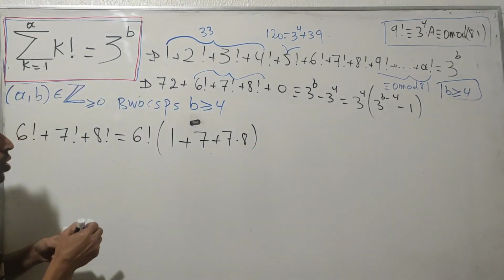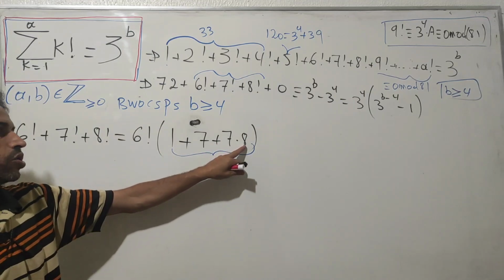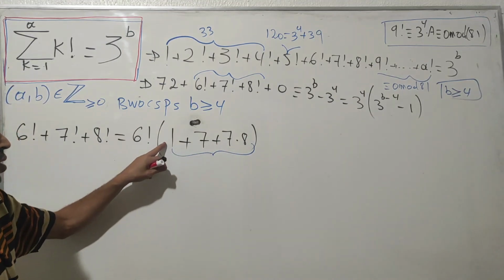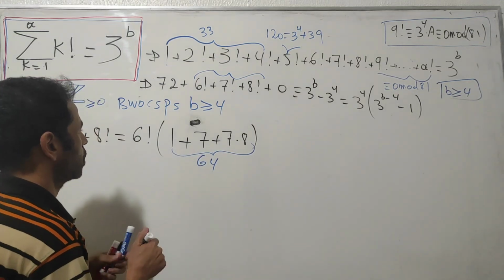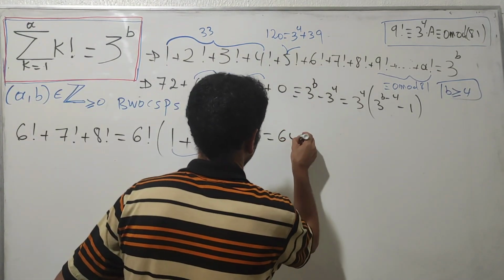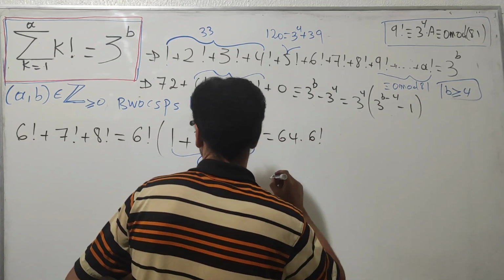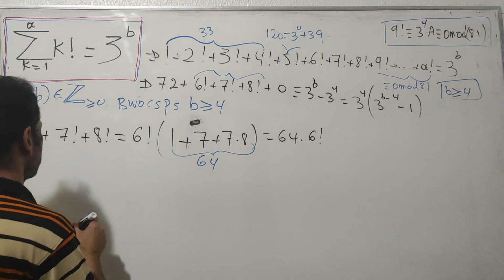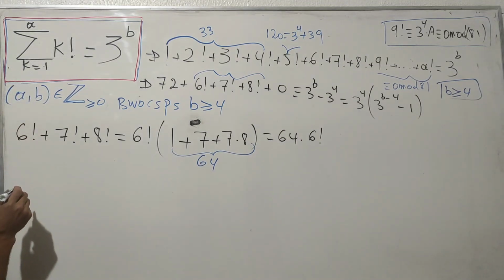If I calculate these things here, I get 7 multiplied by 8, which is 56, plus 8, which is 64. So I get 64 multiplied by 6 factorial. Now let's calculate 6 factorial. Let's reduce 6 factorial modulo 81.